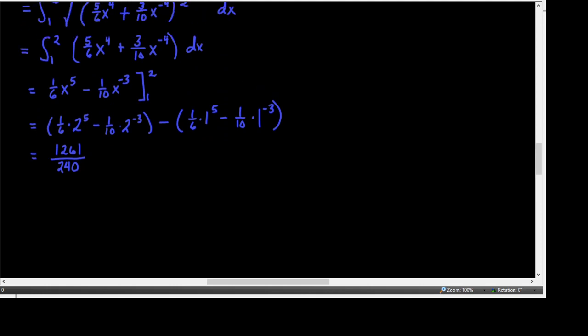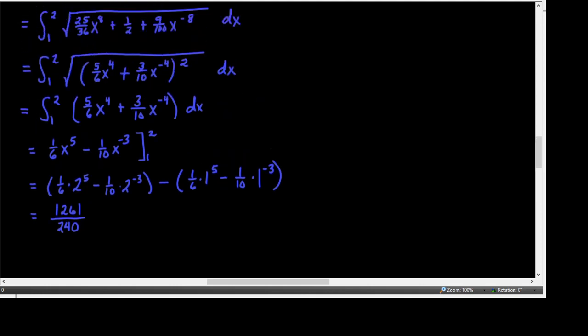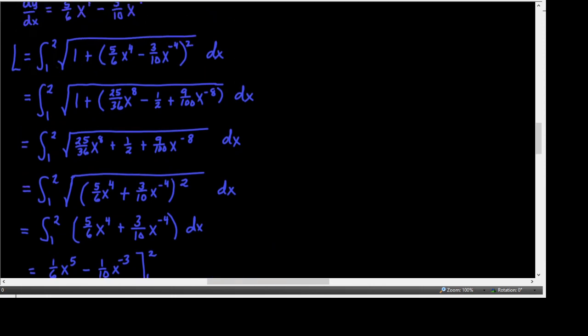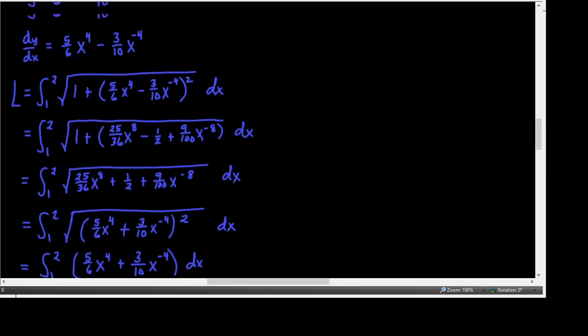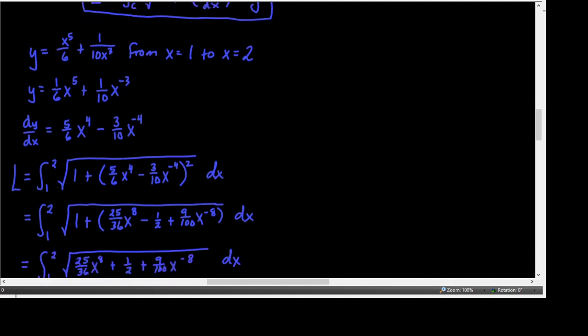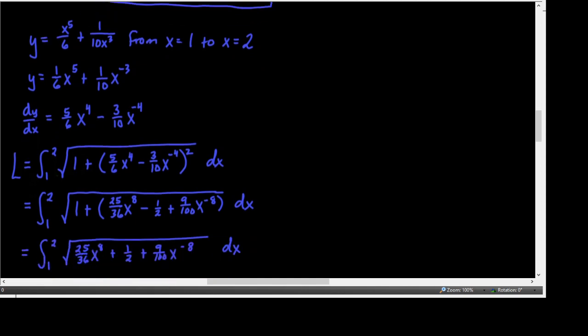Nice full example. Now I will tell you that a lot of times these problems, if they're going to work out that way to be pretty and have the square root of something squared, the original function is probably going to have to be as nasty looking as this original one was. That x to the 5th over 6 plus 1 over 10x cubed. That doesn't happen that often that it just perfectly works out.